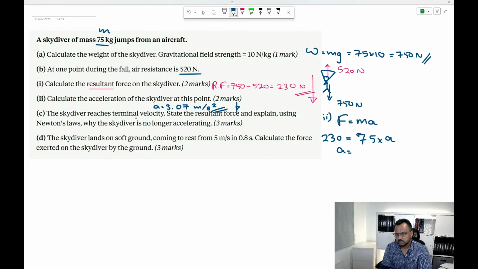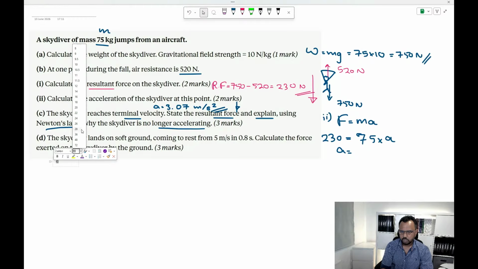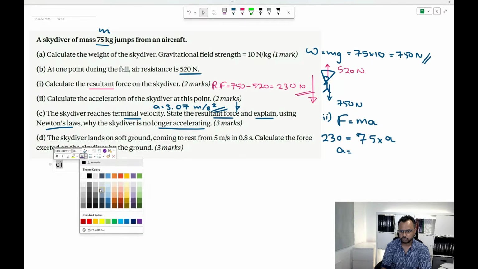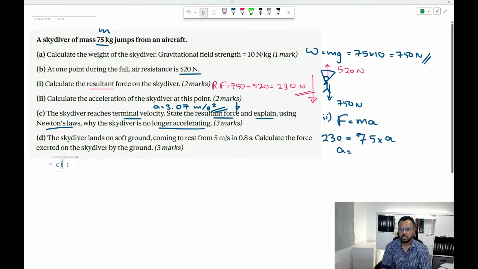The skydiver reaches terminal velocity. State the resultant force, and explain, using Newton's laws, why the skydiver is no longer accelerating. Beautiful question, guys. We've seen this multiple times. Let me just type this up because of the time. When you get a question like that, always look into what the question is really asking. I'm just going to change the color. State the resultant force at terminal velocity.